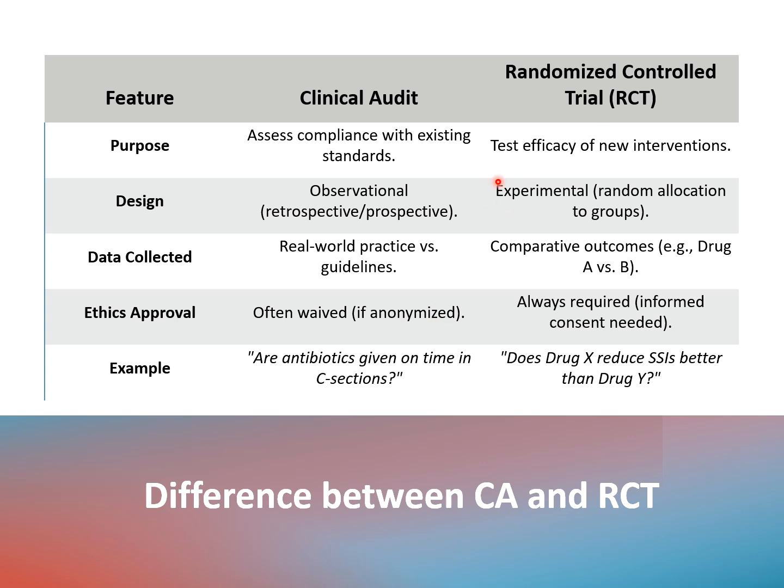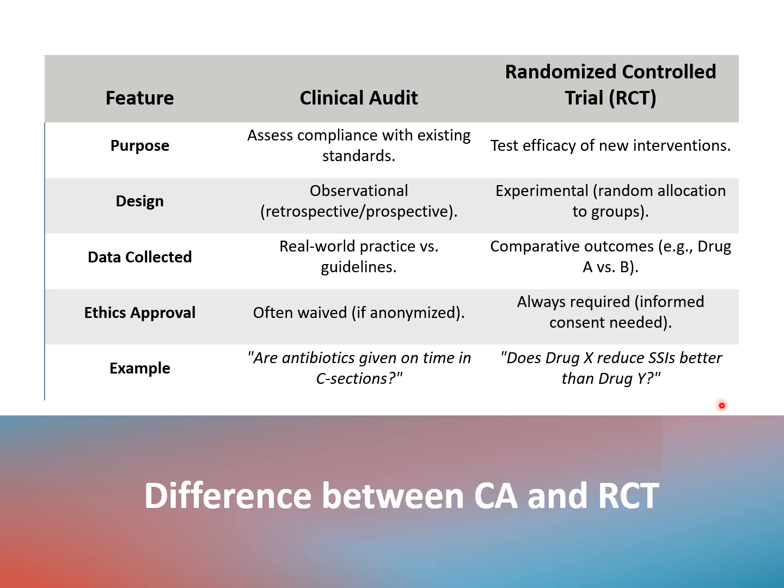In an RCT, we test the efficacy of new interventions. Experimental design is used, with random allocation of groups and comparative outcomes. We are comparing drug A with drug B or with a placebo. So ethical approval is always required in an RCT because informed consent is needed. And the question driving the RCT is, does drug X reduce SSI better than drug Y?